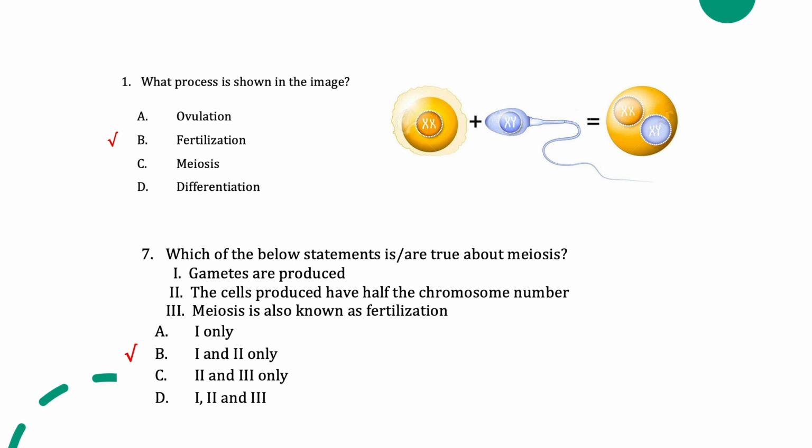Questions, what process is shown in the image? So you can easily see this is egg fusing with the sperm, so it is resulting in a zygote. So this process is definitely called fertilization. And the next one, we have done this question already in the previous attempt.